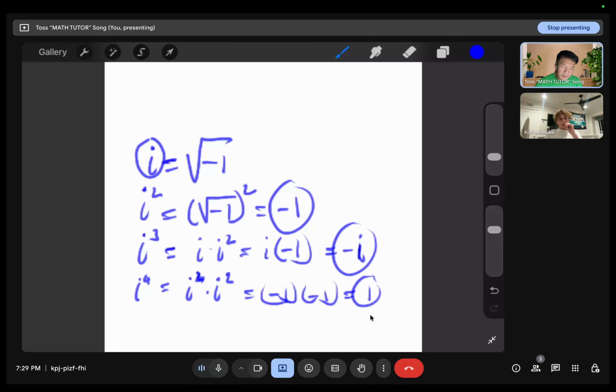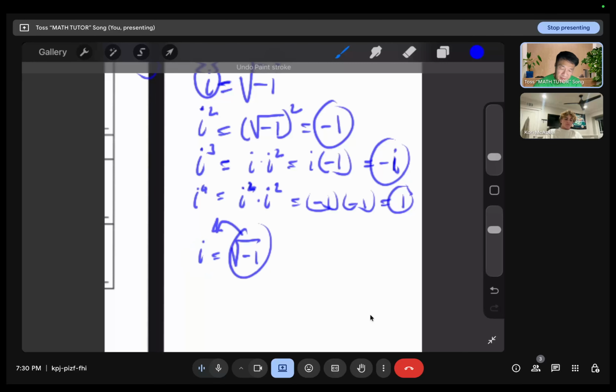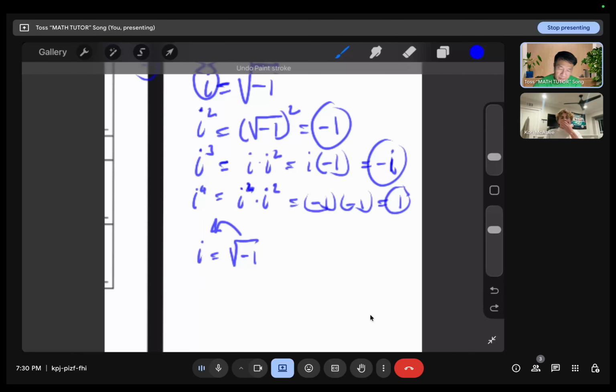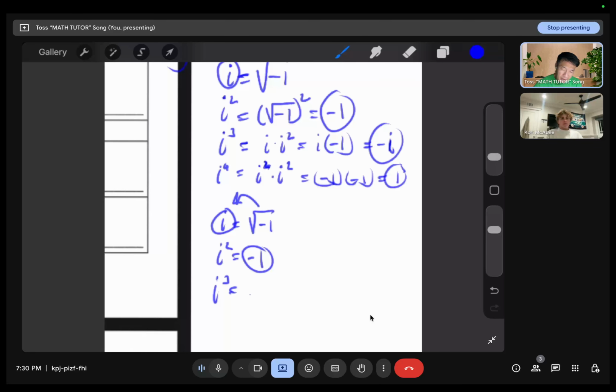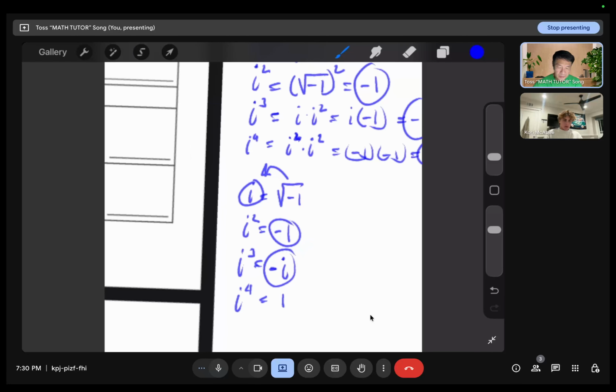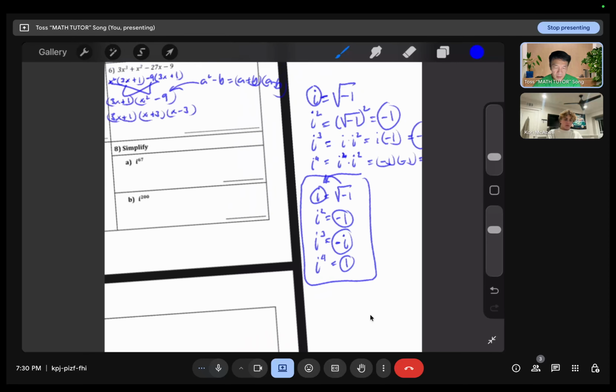Now, to summarize all of this, if you see i, it's really coming from here. But normally you don't write the root of -1, you write the i. So the only thing you're allowed to write is this: i squared. If you ever see i squared, you write -1. i to the third, you write negative i. You can memorize all of this. i to the fourth is going to be 1. That's it.